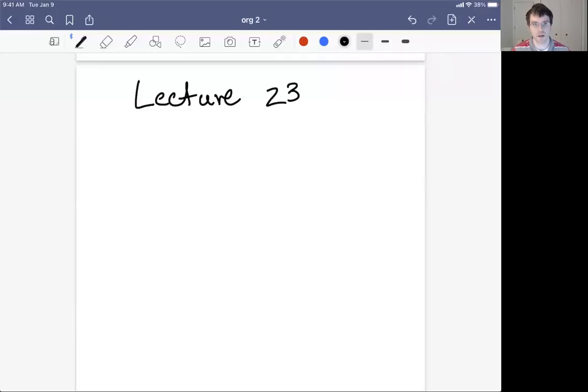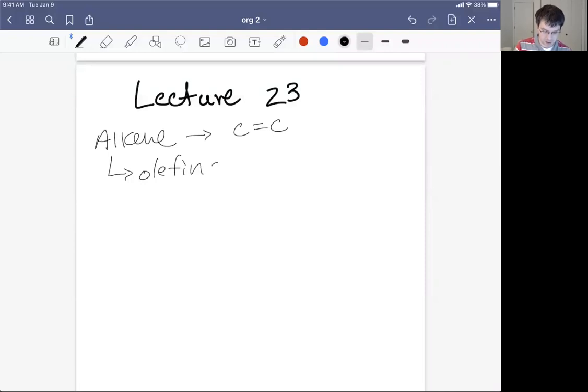So in this lecture, we're going to look at our next functional group, the alkene. The alkene is a functional group classified as having a carbon-carbon double bond. Sometimes these molecules can be called olefins. It's kind of a fun word to say, olefin. But these are molecules with the alkene functional group.